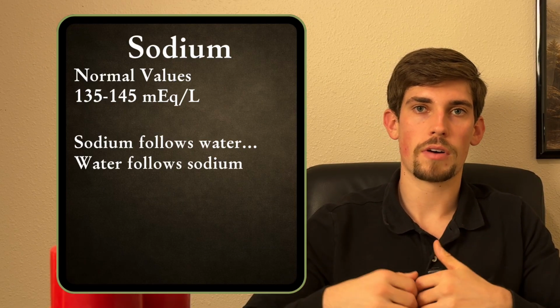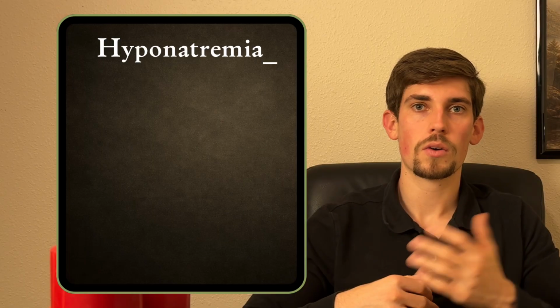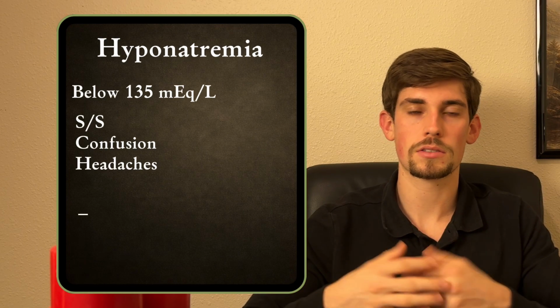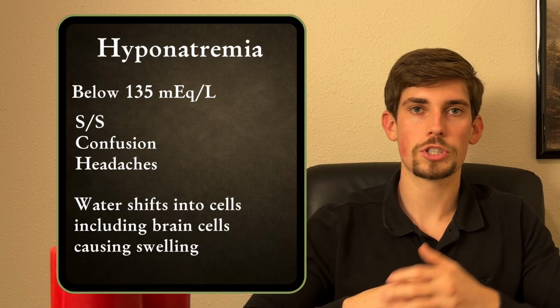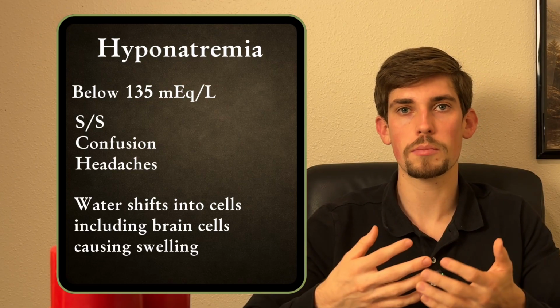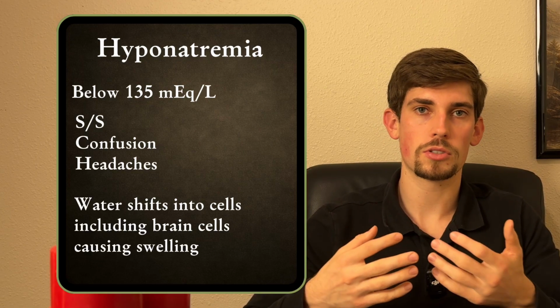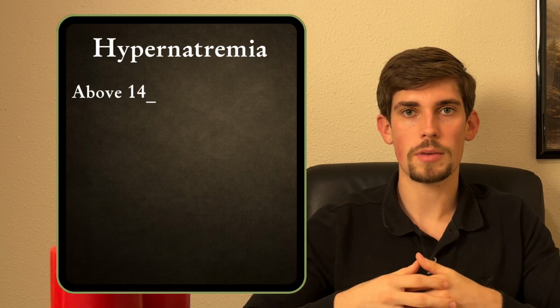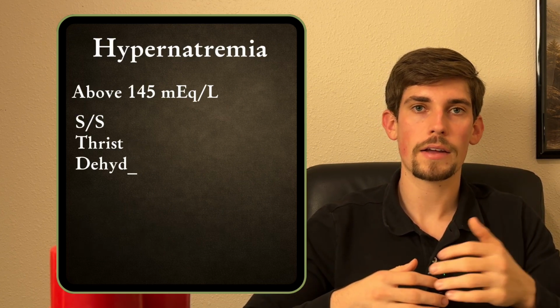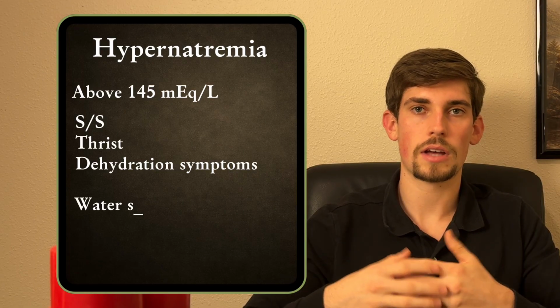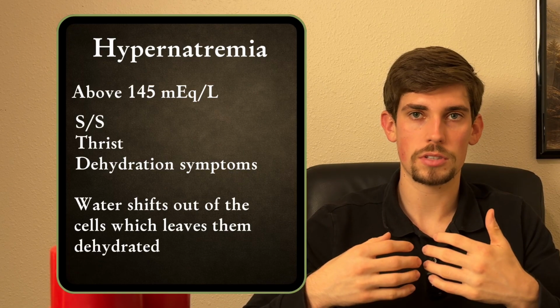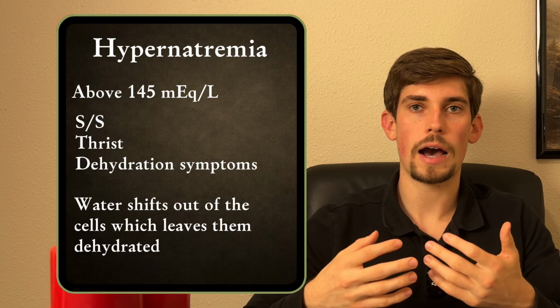Low sodium is defined as hyponatremia. With low sodium, you'll often see confusion and headaches. This happens because water shifts into cells, including brain cells, causing them to swell. High sodium, called hypernatremia, causes thirst and signs of dehydration. Now water is being pulled out of the cells, which leaves them dehydrated.